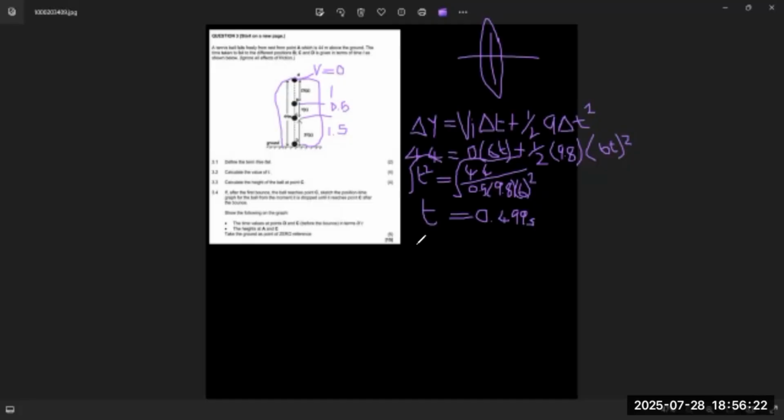Now, our question 3.3, yes. Calculate the height of the ball at point C. So at point C here, what's the height at point C from the ground? Since we know that from A to D, it's 44 meters, obviously we should get a height that is less than 44 meters. So what do we do now?